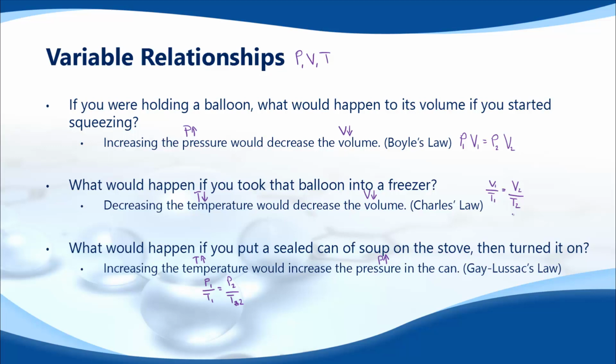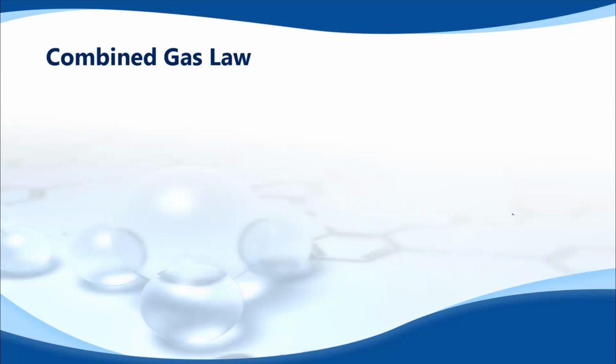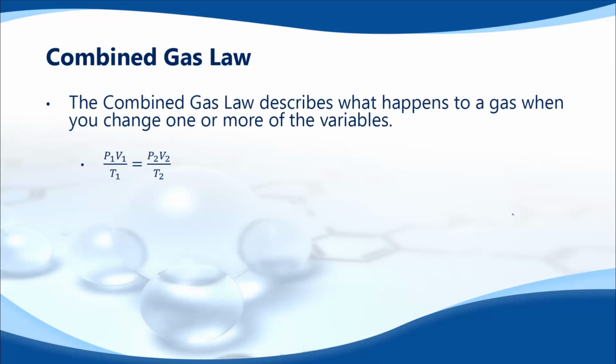You can use these if you like, write them down, but I'm going to show you an equation coming up right now that will actually make it so you don't need to know these at all. And that equation that I'm going to show you is what's called the combined gas law. The combined gas law is just taking all three of those gas laws, so Charles's, Boyle's, and Gay-Lussac's, and combining them into one equation. And we get P1 V1 over T1 equals P2 V2 over T2.